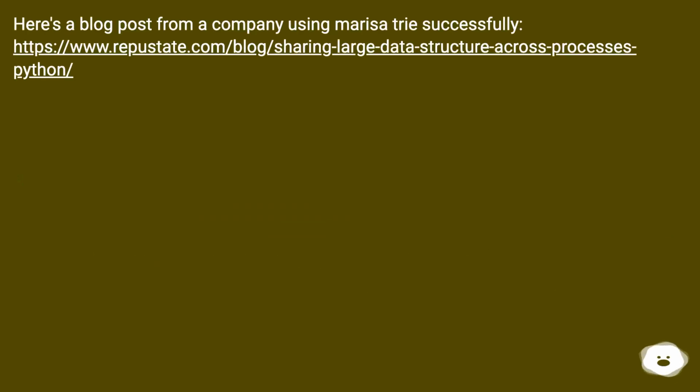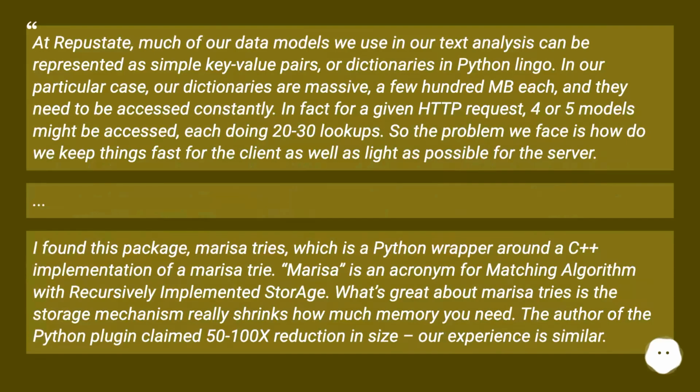Here's a blog post from a company using Marisa trie successfully. At Repustate, much of our data models we use in our text analysis can be represented as simple key-value pairs, or dictionaries in Python lingo. In our particular case, our dictionaries are massive, a few hundred MB each, and they need to be accessed constantly. In fact, for a given HTTP request, 4 or 5 models might be accessed, each doing 20 to 30 lookups. So the problem we face is how do we keep things fast for the client as well as light as possible for the server?